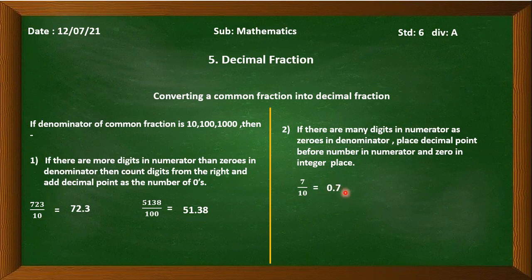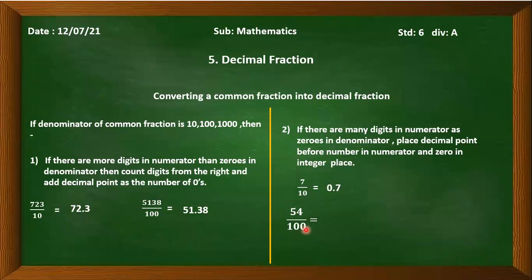So what is this? We added a decimal point before the digit in the numerator, right? And in the integer place, that is this place before the decimal point, we added 0. As it is only a 1 digit, we only need one digit after the decimal point. So what is the digit? That is 7. So let us take another example, which is 54 upon 100.